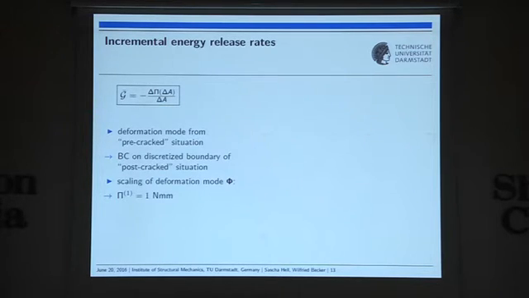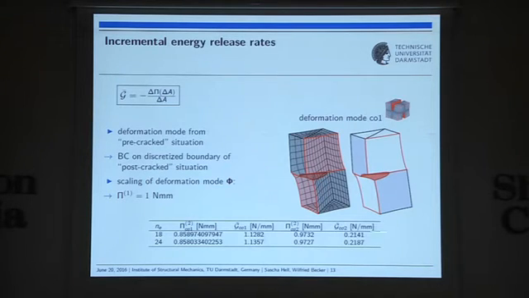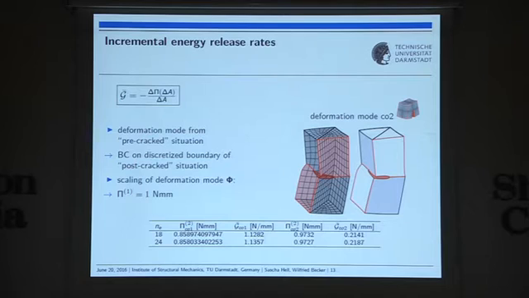And now we want to take the post-crack situation and give to the post-crack situation the displacements from the deformation mode CO1 of the actually pre-crack situation. And this results in such a plot. So on the boundary we have the deformation of the pre-crack situation of the deformation mode CO1. But of course here we have a different geometry and therefore an opening of the crack extension. And we also get it for the deformation mode CO2, for completeness.